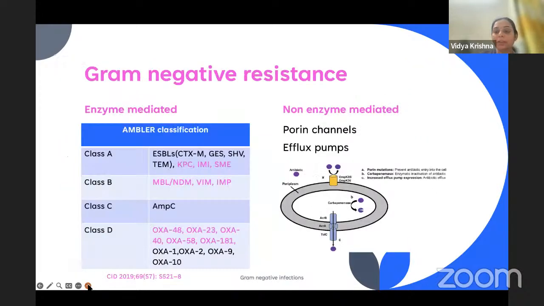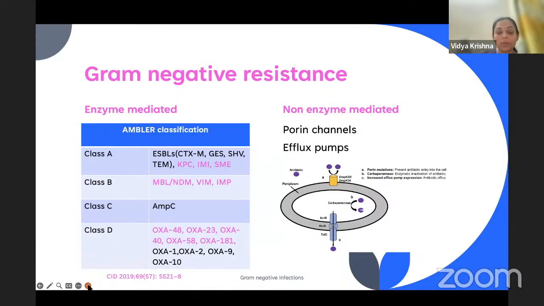Okay. So typically when we talk about gram-negative resistance, we classify them into two ways. One is your enzyme-mediated mechanism. Another one is your non-enzyme-mediated mechanism. So enzyme-mediated, all of us should know this. This is called the Ambler classification. So Ambler classification, you have A, B, C, and D.